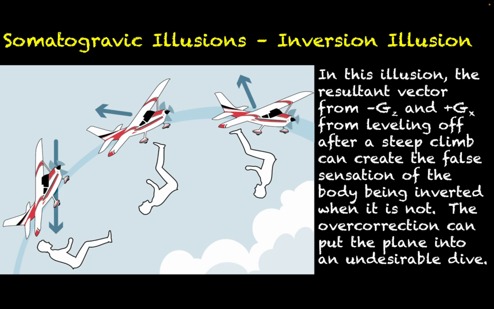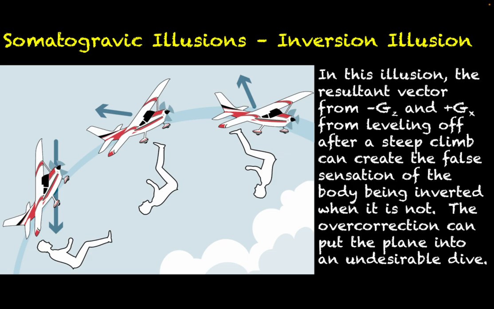Okay, next let's talk about what's called the inversion illusion. Again, this has to do with pulling G's. In this illusion, the resultant vector comes from pulling negative GZ but positive GX. The idea here is that you're leveling off after a steep climb, and we know that when you first level off, you start pulling negative G's and the blood kind of comes up towards your head. We talked all about that in the previous chapter.